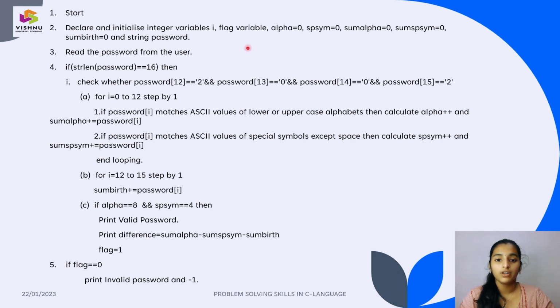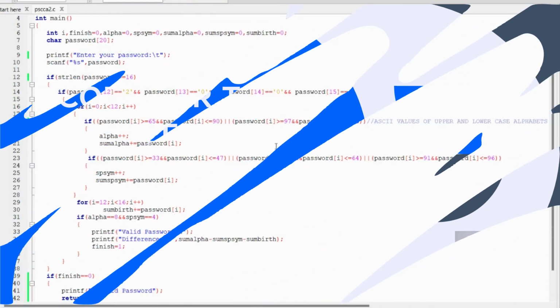So why do we use a flag variable here? We can also use if else statements, which would mean the same. When any of the above conditions fails, flag will never be equal to 1. So automatically if flag is equal to 0, it will print invalid password and return -1. So this is our algorithm for solving this problem. Let us get into the program of the given problem.